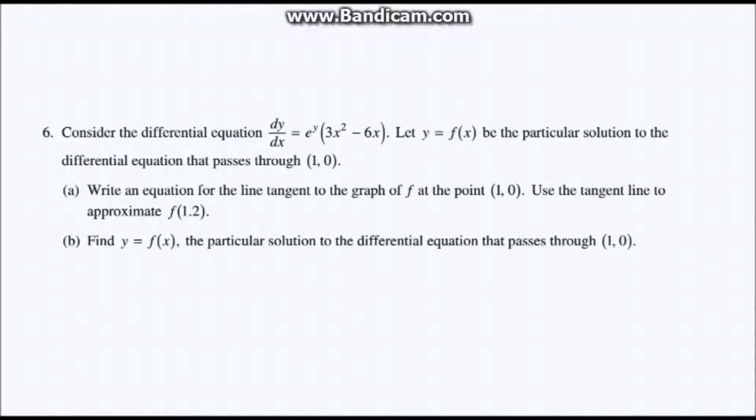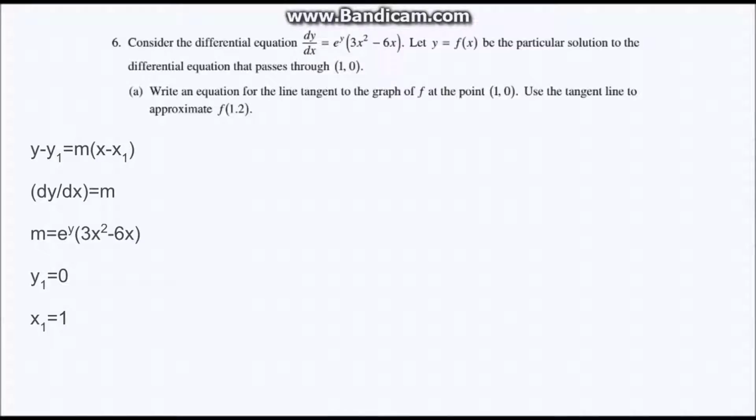So, number 6 says, consider the differential equation dy over dx equals e to the power of y times (3x squared minus 6x). Let y equals f of x be the particular solution to the differential equation that passes through (1, 0). 6a says, write an equation for a line tangent to the graph of f at the point (1, 0). Use the tangent line to approximate f of 1.2. Now 6b says, find y equals f of x, the particular solution to the differential equation that passes through (1, 0). Okay, now let's start with 6a.